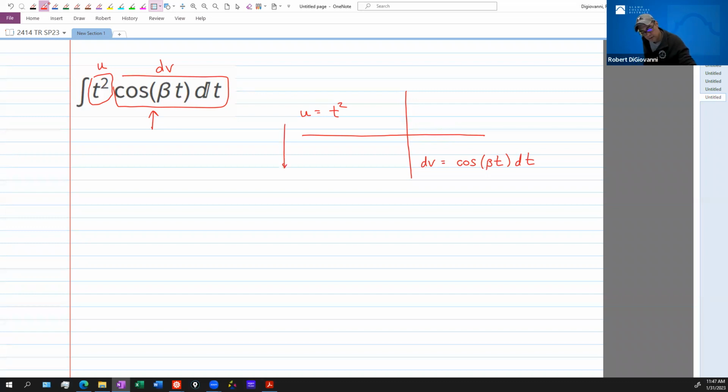I differentiate down, du is 2t dt. And then the antiderivative of this is v, and that is 1 over beta sine beta t. Like I said, that beta is like a number, like 5. So if I'm taking the antiderivative of cosine 5t, I've got to scale that out, 1 over 5. So I have to put 1 over beta sine beta t. No negative, because the antiderivative of cosine is positive sine. Questions?